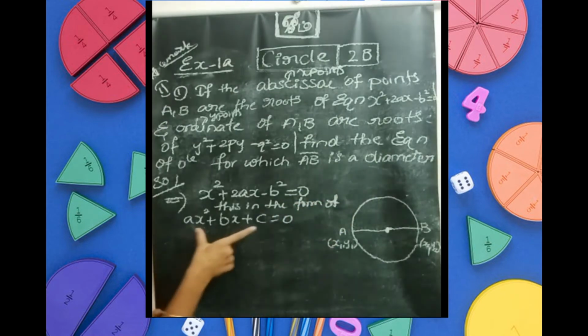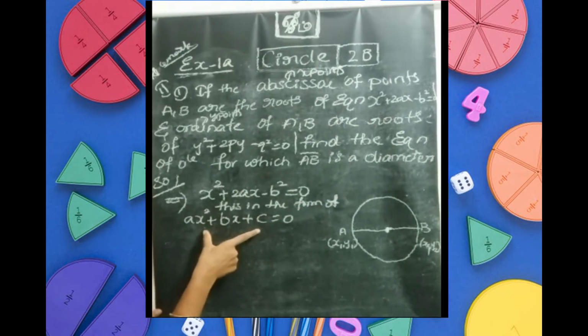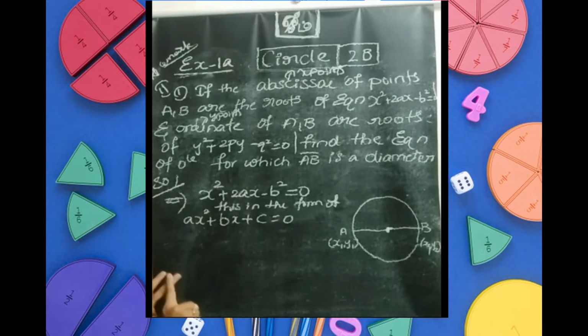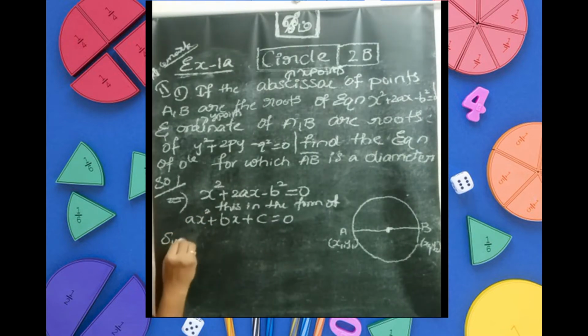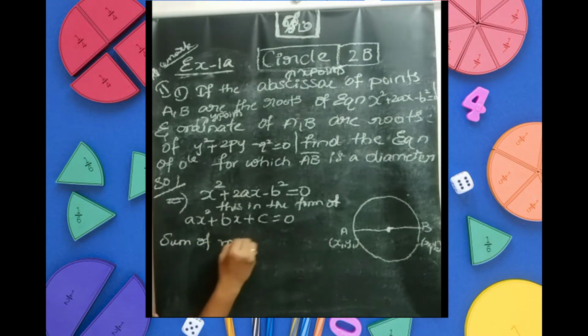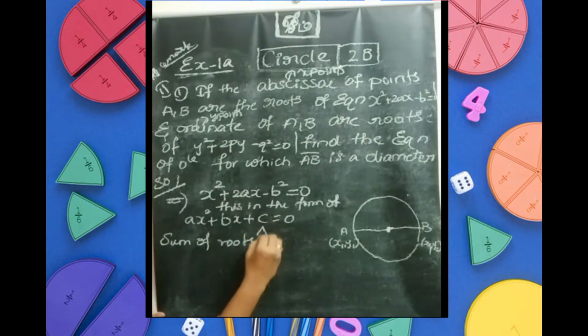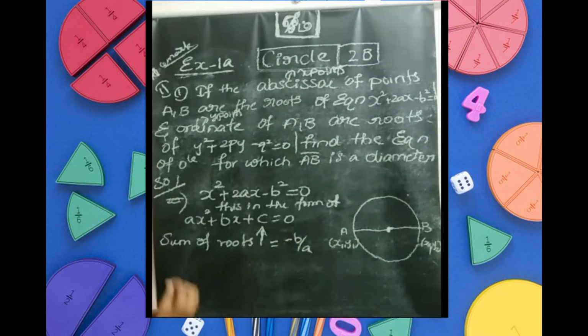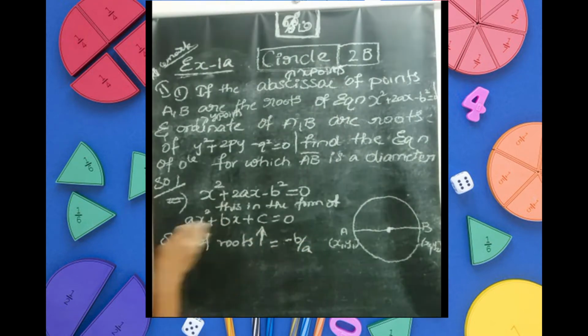Okay. This is the quadratic equation, which we will discuss in the next chapter. This is the quadratic equation form. In this, we know the sum of the roots and the product of the roots. The sum of the roots of the quadratic equation is minus b by a. We'll see this formula in the quadratic equation chapter.